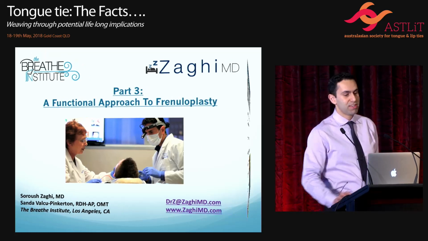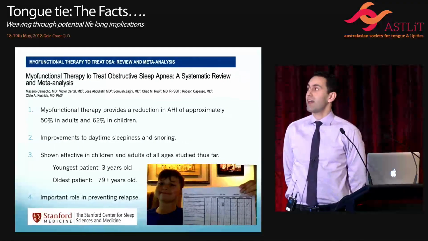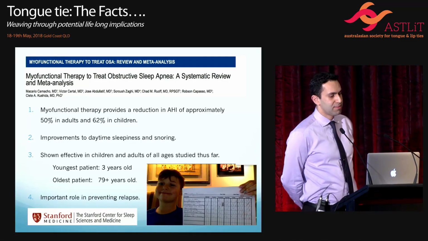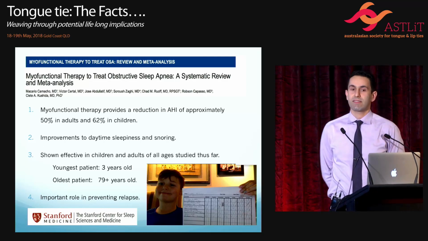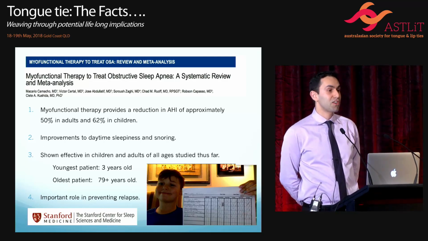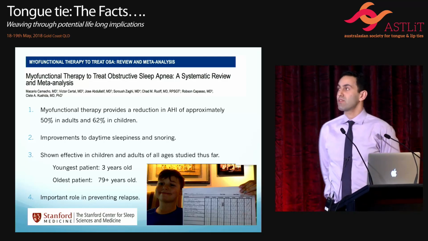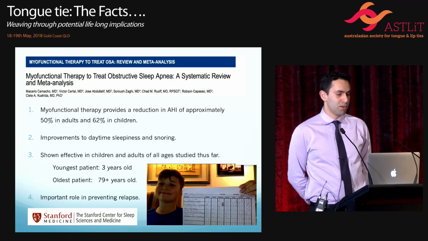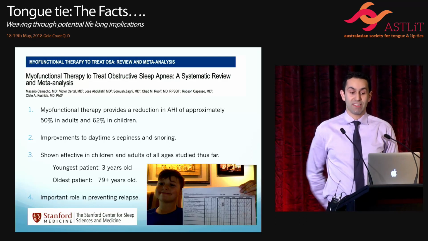And what we learned is that tongue tie release is most effective when it's coupled with myofunctional therapy. And this is the systematic review and meta-analysis that we demonstrated, showing that myofunctional therapy can reduce the apnea-hypopnea index by 50% in adults and 62% in children, with an important role in preventing relapse.